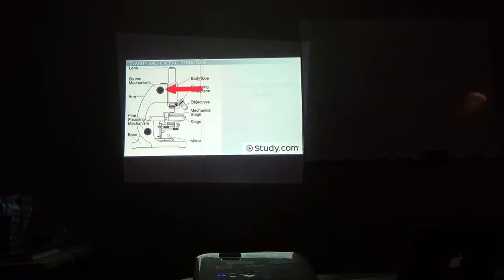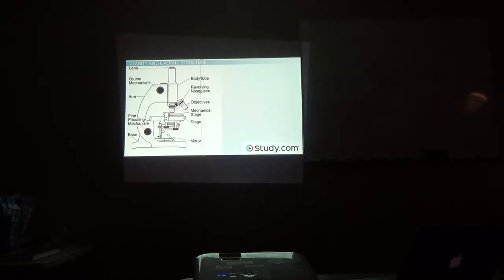In order to get the best image possible, there are 2 knobs that you should be aware of. One is the coarse adjustment knob, and the other is the fine adjustment knob. The coarse adjustment knob does just what it says. It allows for broad coarse adjustment of the image. Once you get the image in about the range of focus that you need, you can use the fine adjustment knob to get it just right.